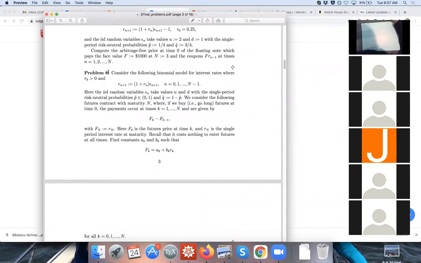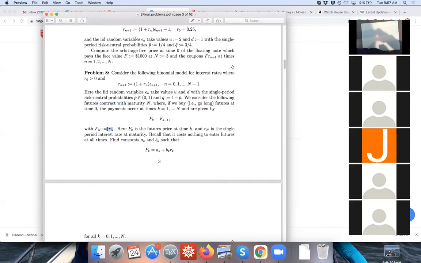Okay, so the first one here is problem number 8. You see the starting point is you're given this interest rate model. Using the interest rate model, you can now follow the first slides that we had, where you form the money market account, and you compute the zero coupon bonds, and so on. This question is about futures. There's a futures contract, and the futures is written on the rate.